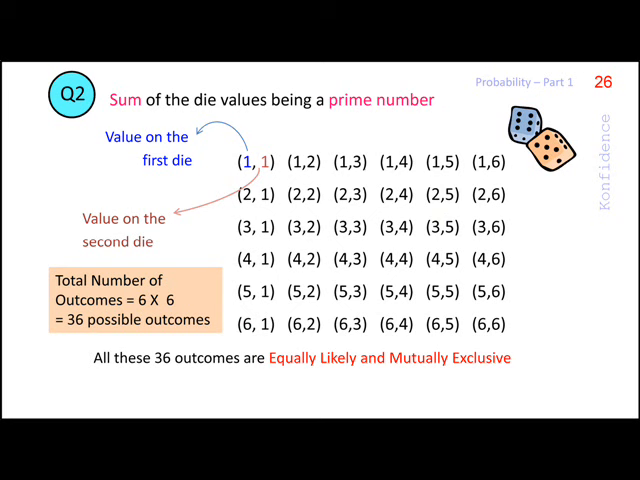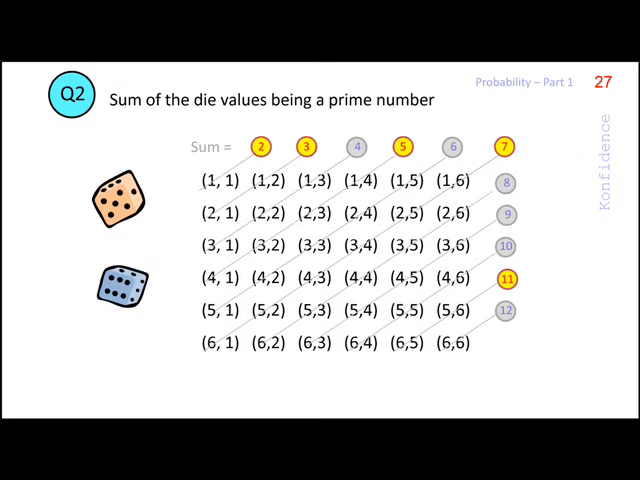As in the previous question, here also there will be a total of 36 possible outcomes. All these outcomes are equally likely. That is, each one of them has the same chance of occurrence. They are mutually exclusive as well. That is, only one of these 36 possibilities will happen at a time. The sum of die values could be anything between 2 and 12. Of these, the prime numbers are 2, 3, 5, 7 and 11.